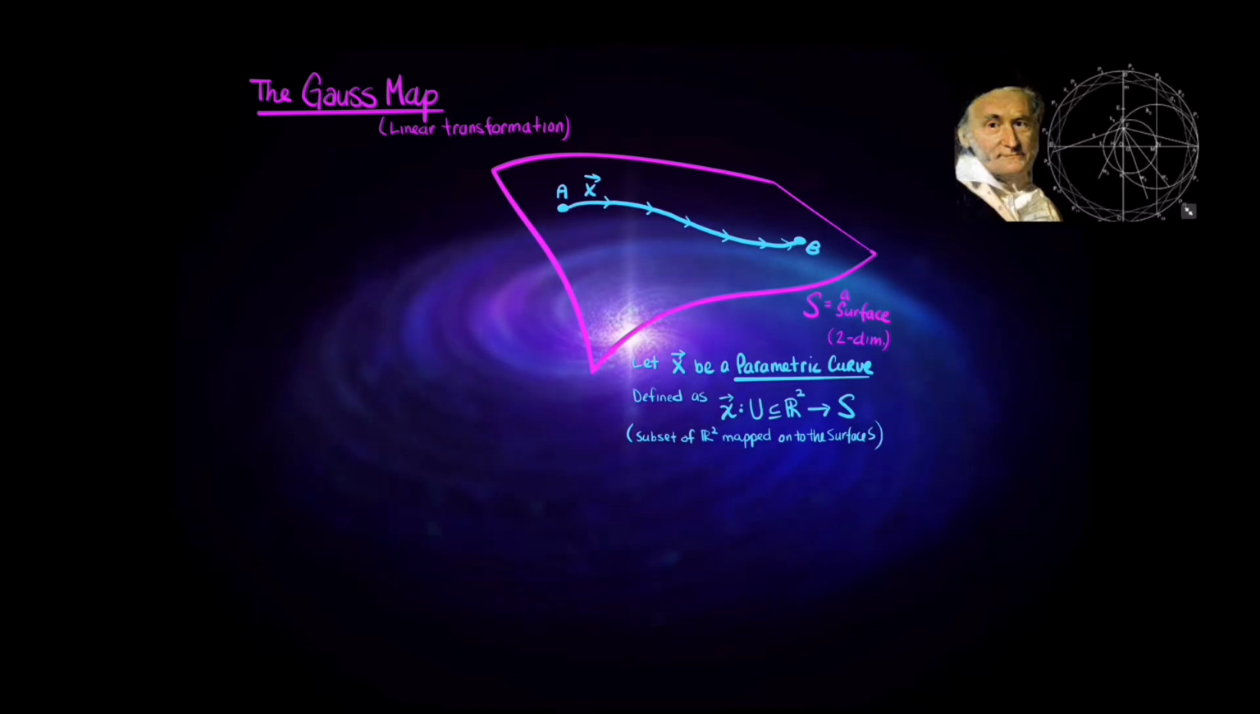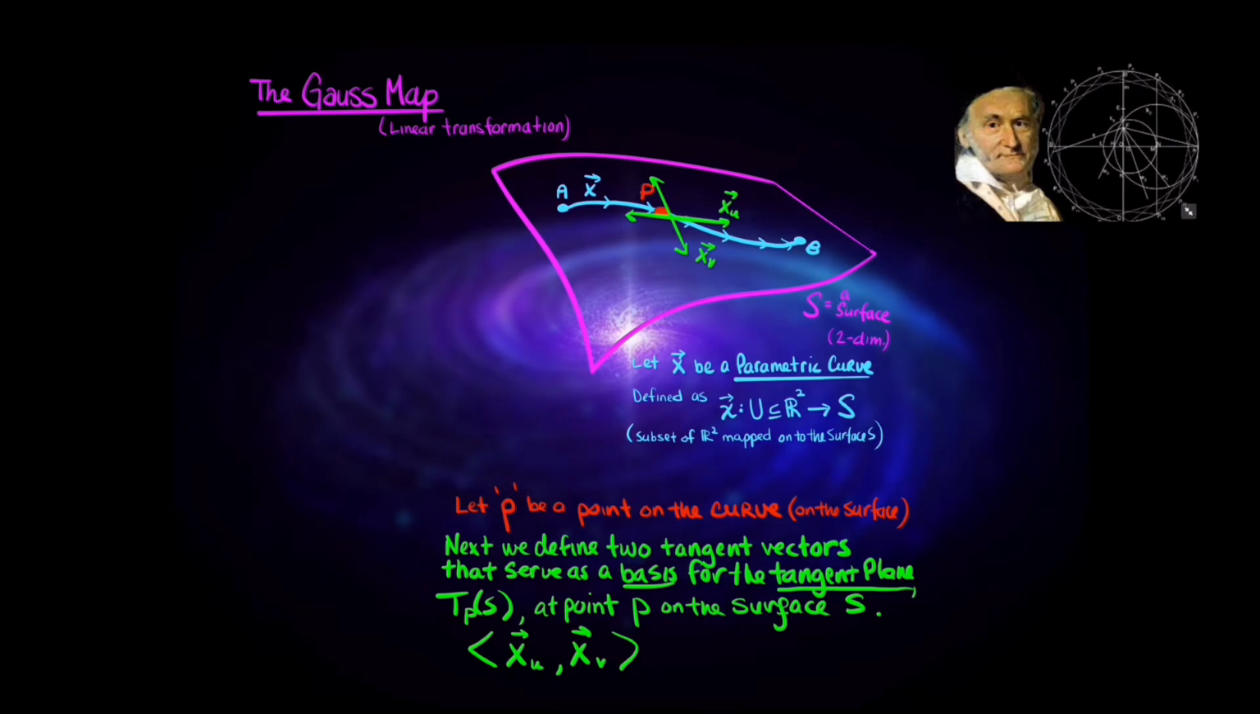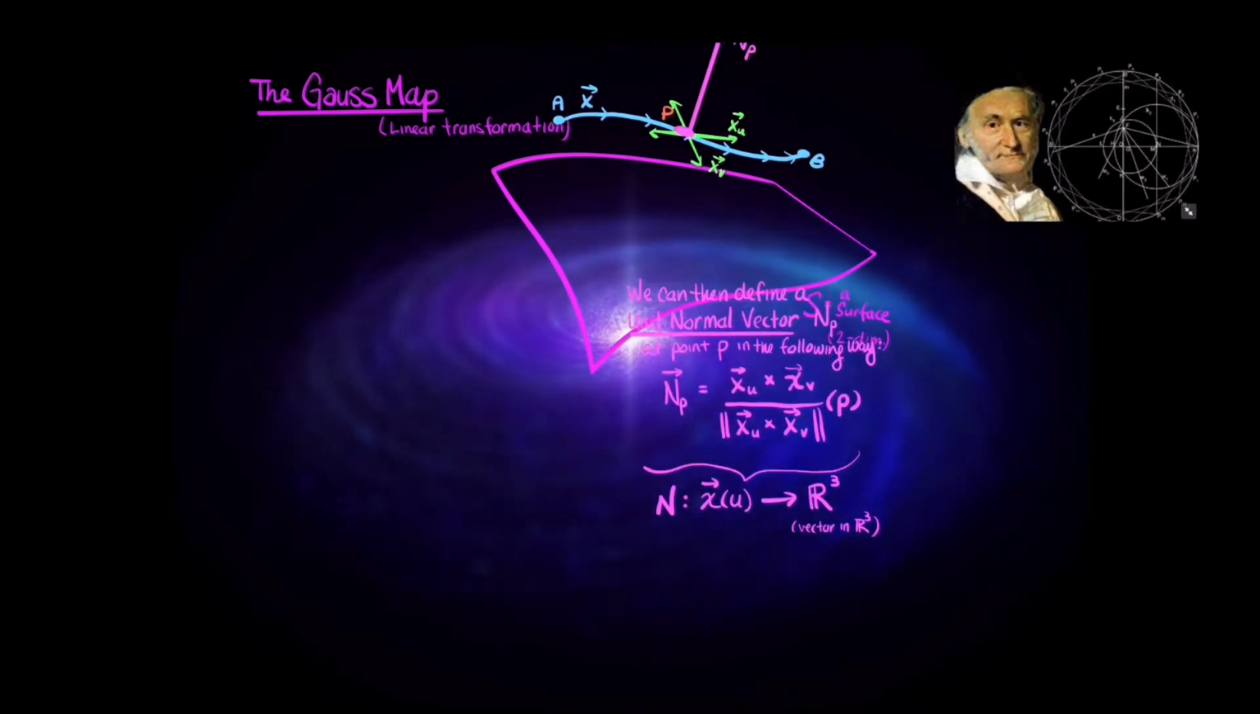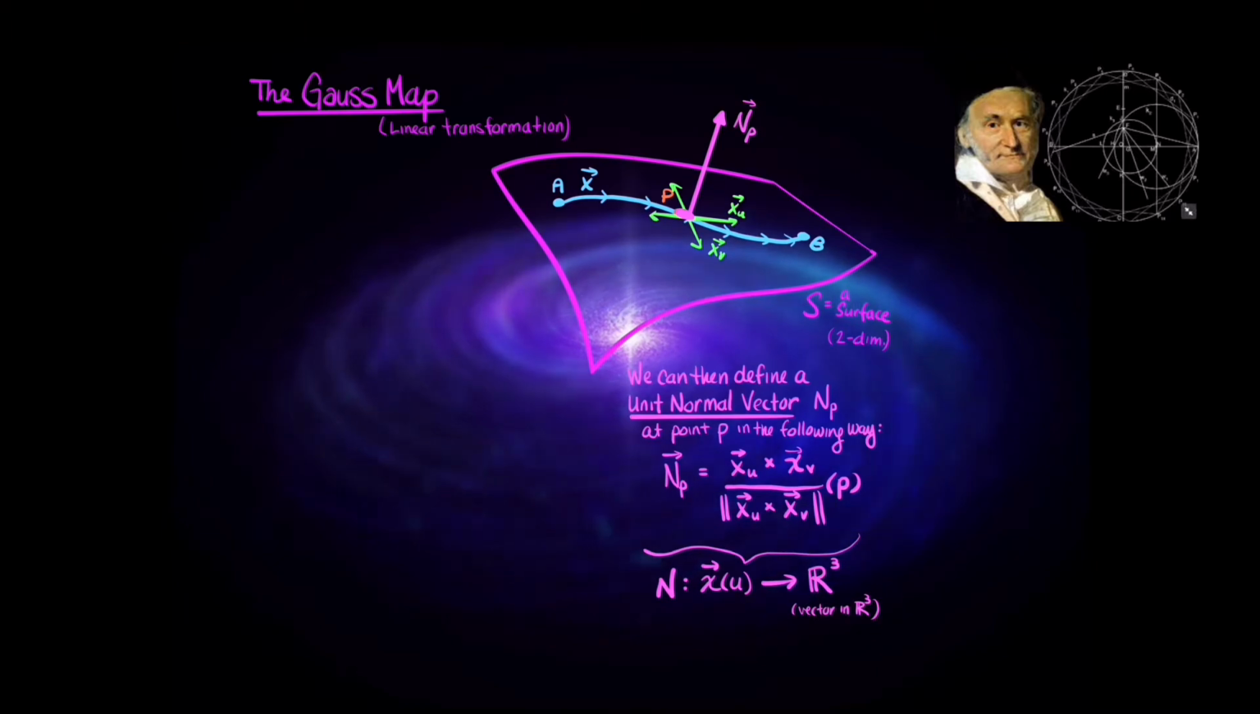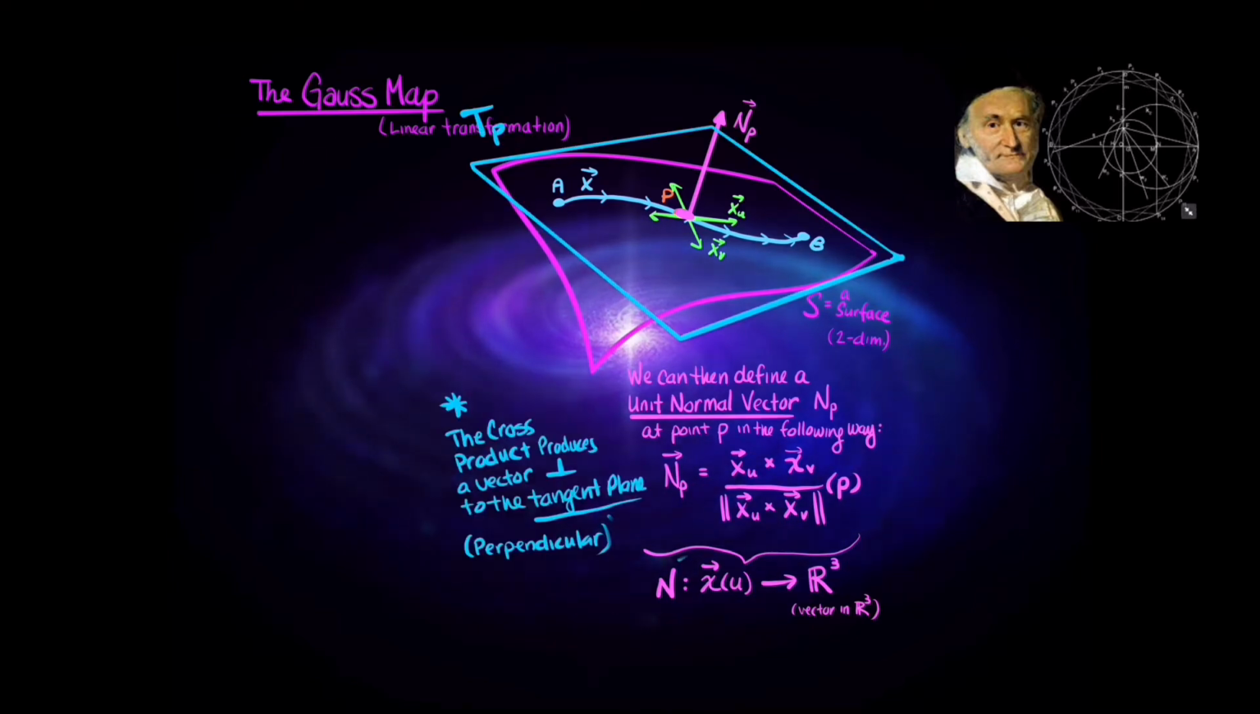Take a surface S that is embedded into 3 dimensions, and parameterize a curve on that surface. At any point, define a set of tangent vectors, which can be defined along the 2 parameter directions, the principal directions. The tangent vectors provide a set of basis vectors for the tangent plane or tangent space, and it also gives us a way of defining a unit normal vector that will be perpendicular to that tangent plane.